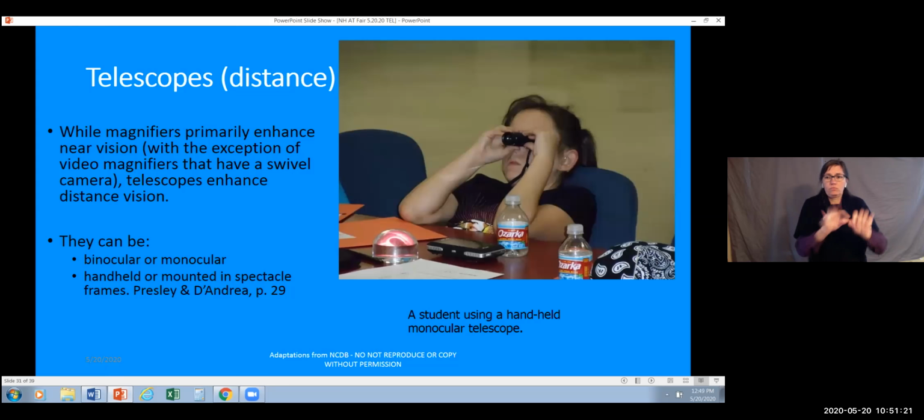This is an example of a student using a telescope, and the telescope is used primarily to access distance. It's great in instances where a student may be in an auditorium or there's large group instruction.